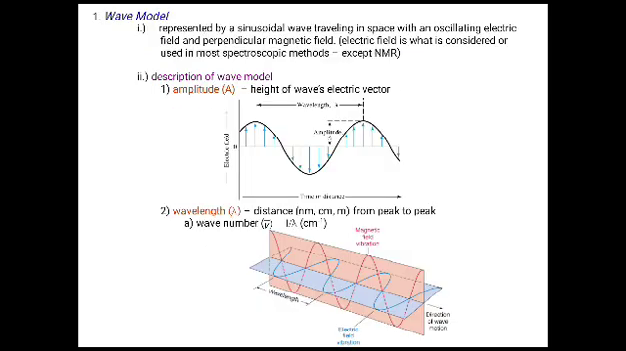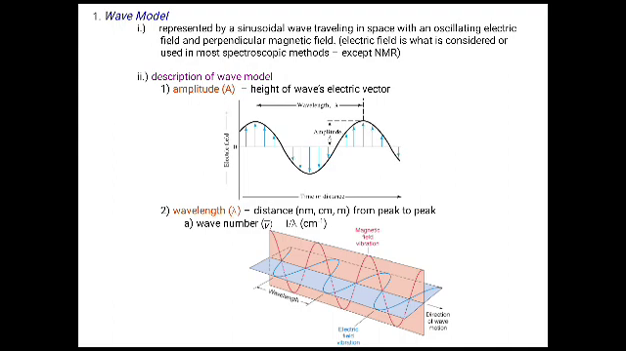So what is the wave model? It is represented by a sinusoidal wave traveling in space with oscillating electric field and perpendicular magnetic field. It is shown in the diagram: an oscillating electric and magnetic field, and both fields are perpendicular to each other. This wave consists of amplitude. Amplitude means the height of the wave, and it is the electric vector.